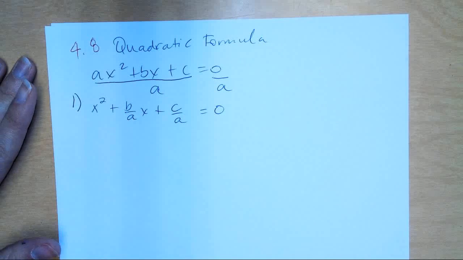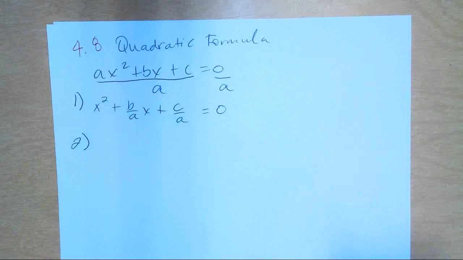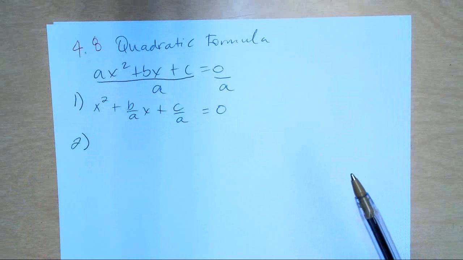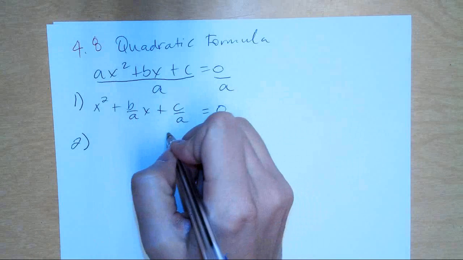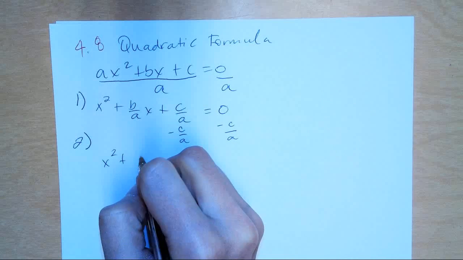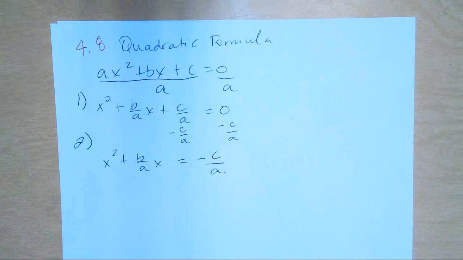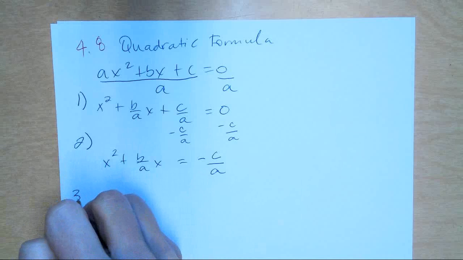This first part you don't have to write down. The second step says to get the c term by itself, and now our c term is actually c over a. So we're going to subtract c over a from both sides. So we get x squared plus b over a x equals negative c over a. Now we're going to complete the square.